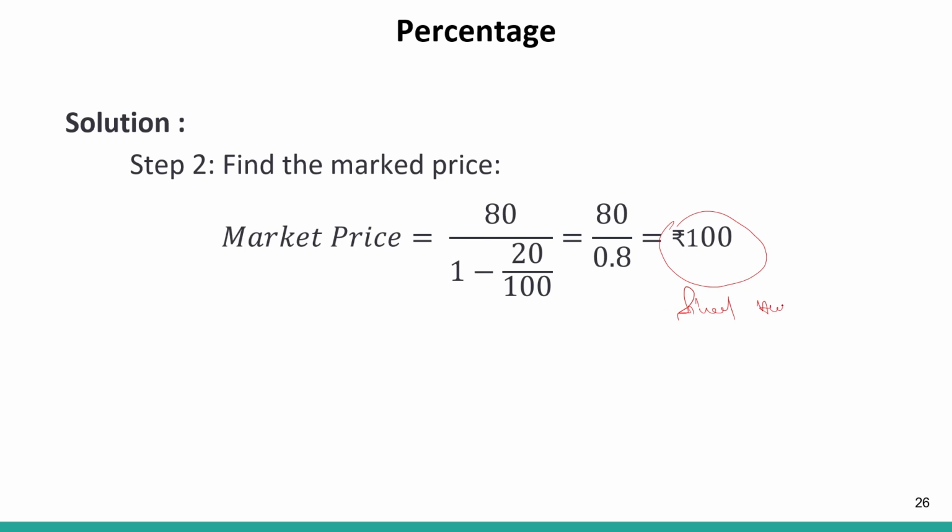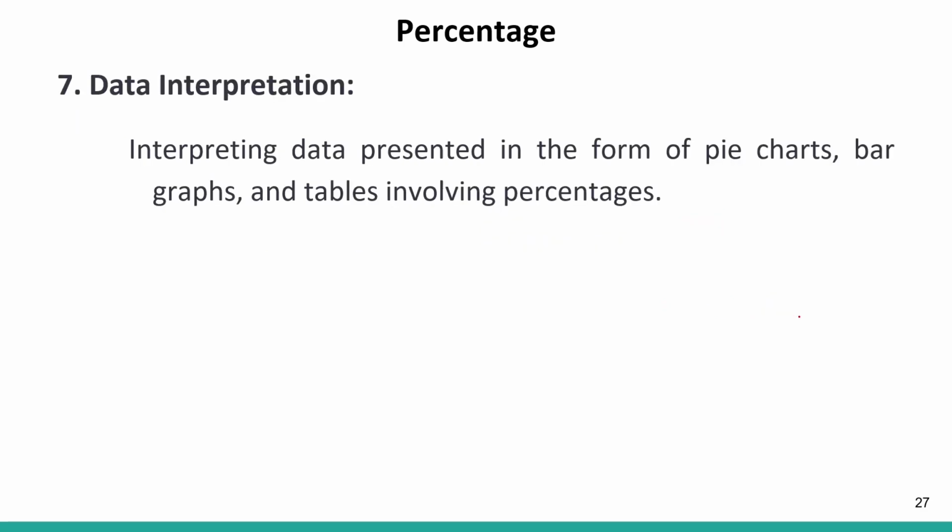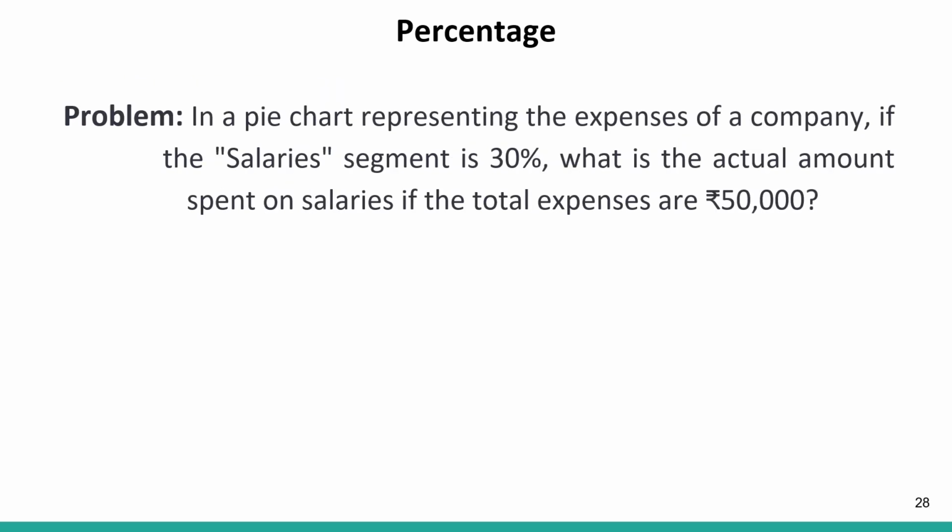So let's see the seventh kind of problem. Interpreting data presented in the form of pie charts, bar graphs and tables involving percentages. So let's see an example. In a pie chart representing the expenses of a company, if the salaries segment is 30%, what is the actual amount spent on salaries if the total expenses are 50,000?